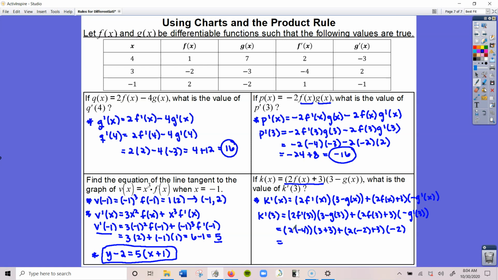Within this parentheses, we have 2 times -4, which is -8, times 3 plus 3, which is 6, plus 2 times -2 is -4, and -4 plus 3 is -1, times -2. -8 times 6 is -48, plus -1 times 2 is a +2, and -48 plus 2 is -46. So that would be my k prime of 3. And that's the product rule.